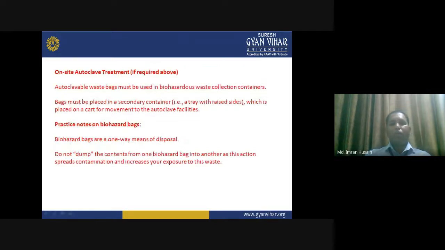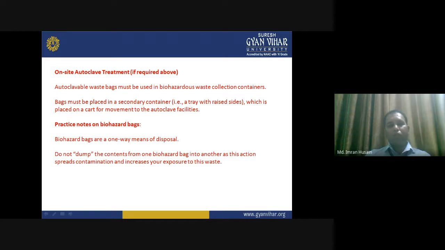On-site autoclave treatment, if required. So whenever you are dealing with these types of waste material, it is very much necessary for you to understand the scenario. Autoclavable waste bags must be used in biohazardous waste collection containers. Bags must be placed in a secondary container, that is, a tray with raised sides, which is placed on a cart for movement to the autoclave facility.